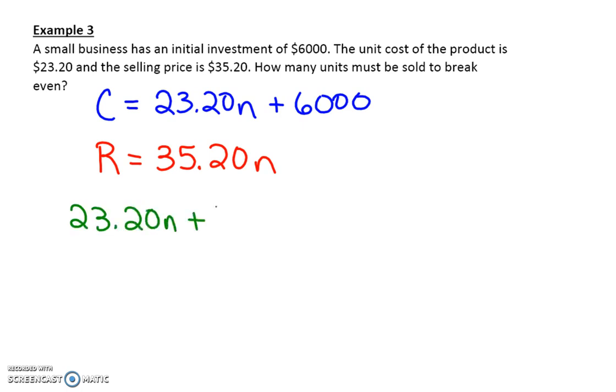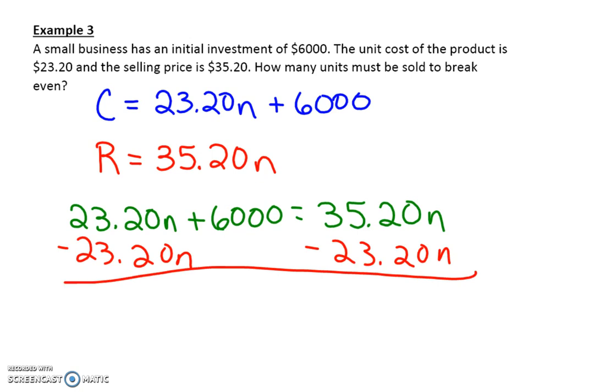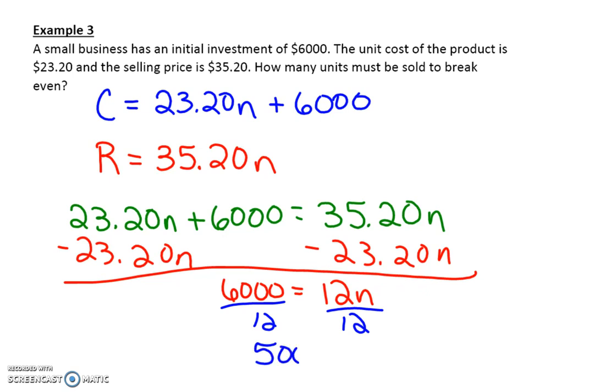Now there are other ways of solving this problem, and that's totally fine. I'm just showing you using two linear equations and substitution. Okay, and so then we can subtract the $23.20 times n. And you end up with 6,000 equals 12n. And then you can divide both sides by 12. So 500 units must be sold. N is 500.